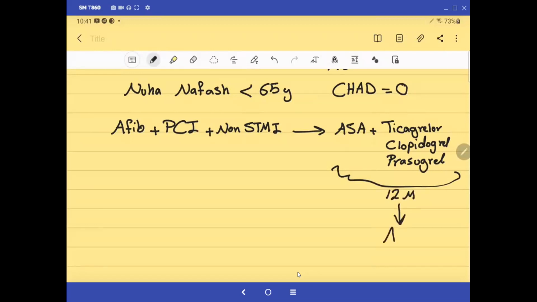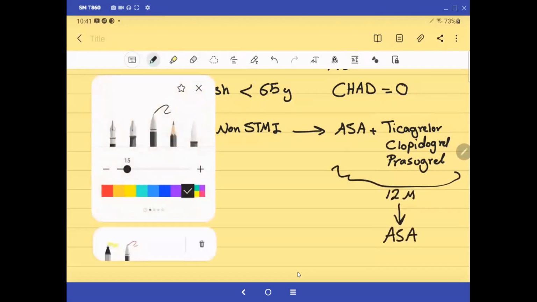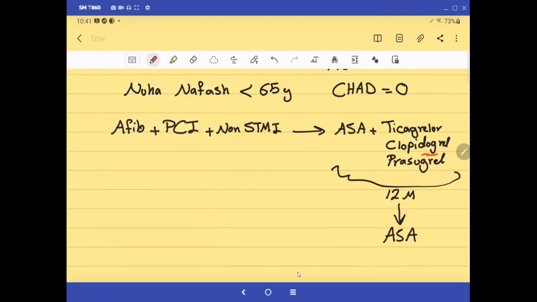Is it clear for everyone until now, or is anything confusing? So the difference between STEMI and non-STEMI is that in STEMI, in my case, we can add ticagrelor and prasugrel, sorry. No, the difference in your case is because you have PCI. Regardless of whether you have STEMI or non-STEMI, because you have PCI, we have surgical intervention. In that case, prasugrel was proven to be better than clopidogrel and ticagrelor.